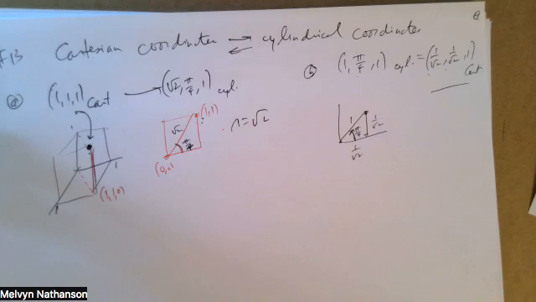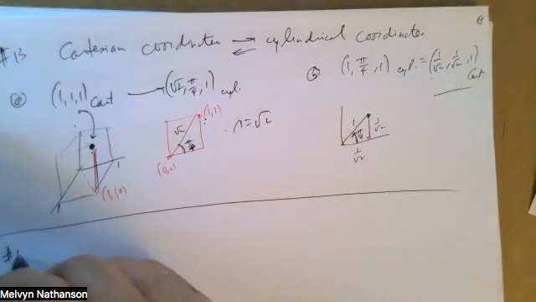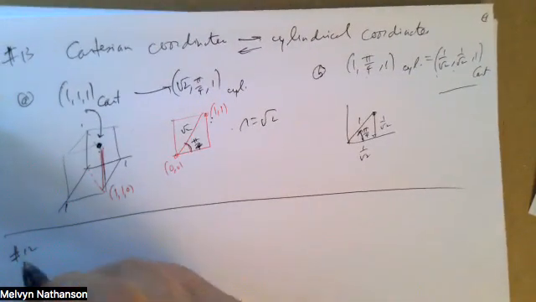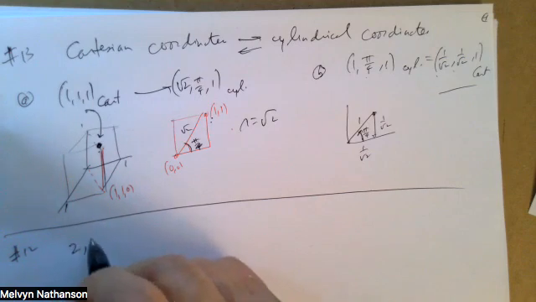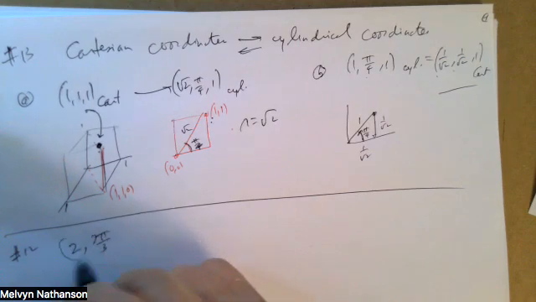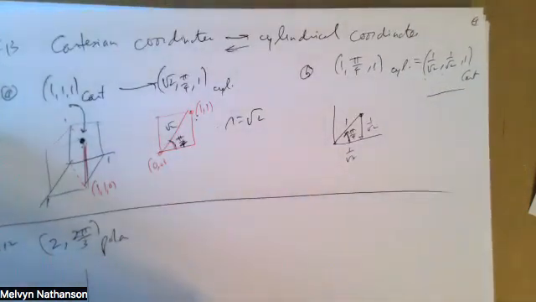Professor, can you go over number 12 again, please? Sure. So in number 12, we have a point with coordinates 2, 2 pi over 3, polar coordinates. So where is that point?